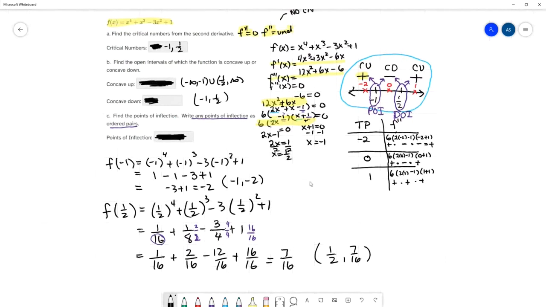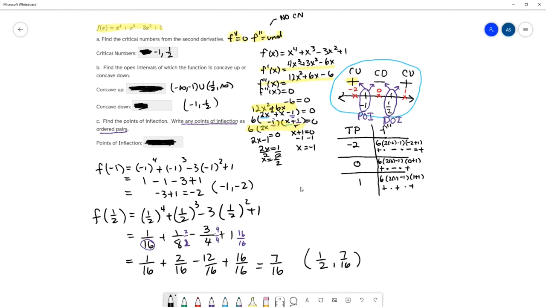So we've got 2 points of inflection at -1, -2, and also 1/2 and 7/16.